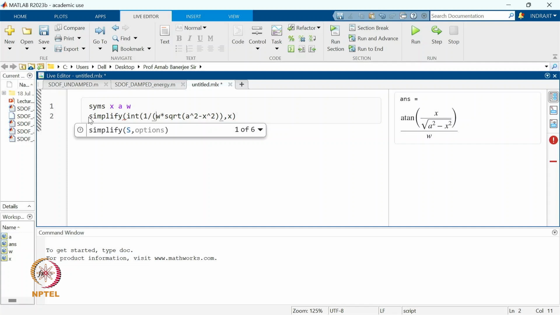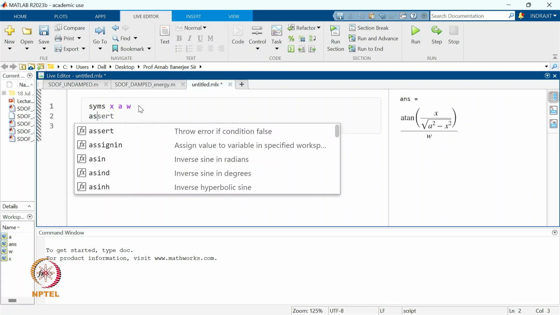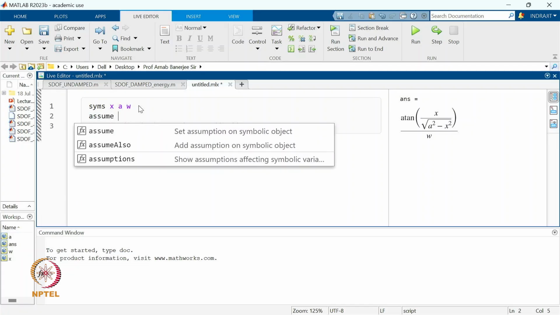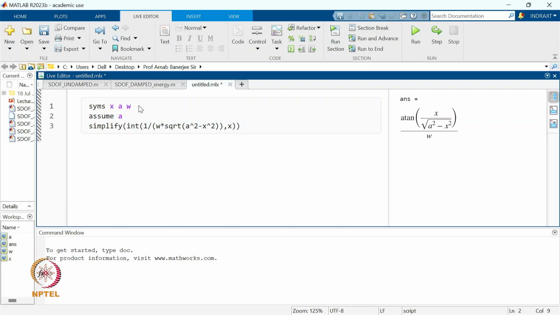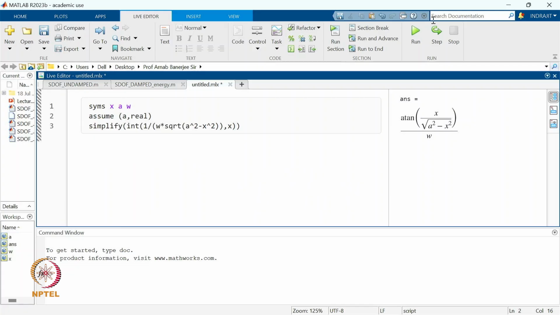So maybe in this case we can do one thing: simplify. Sometimes this type of thing happens, so in those cases we can do simplification. That is not happening. So we also need to put assume a... no, wait a minute, something.